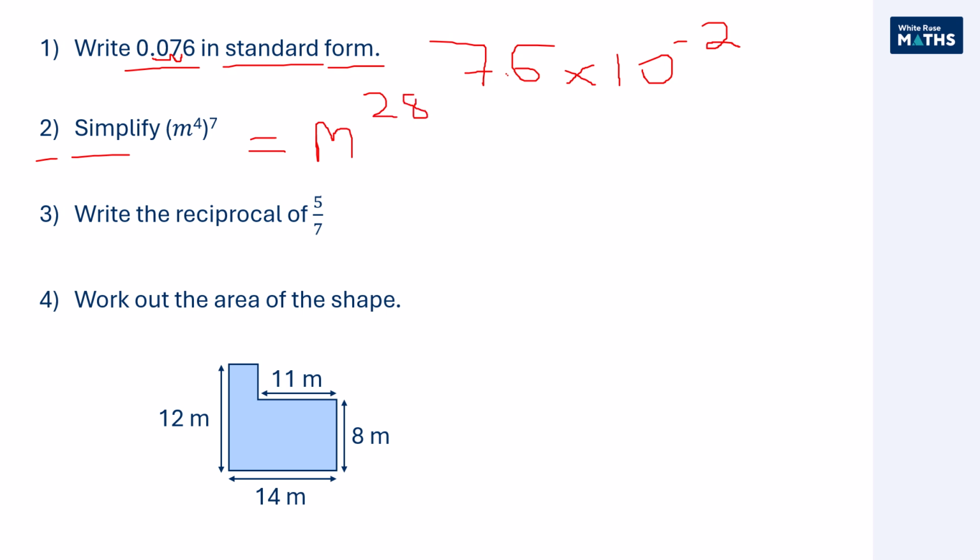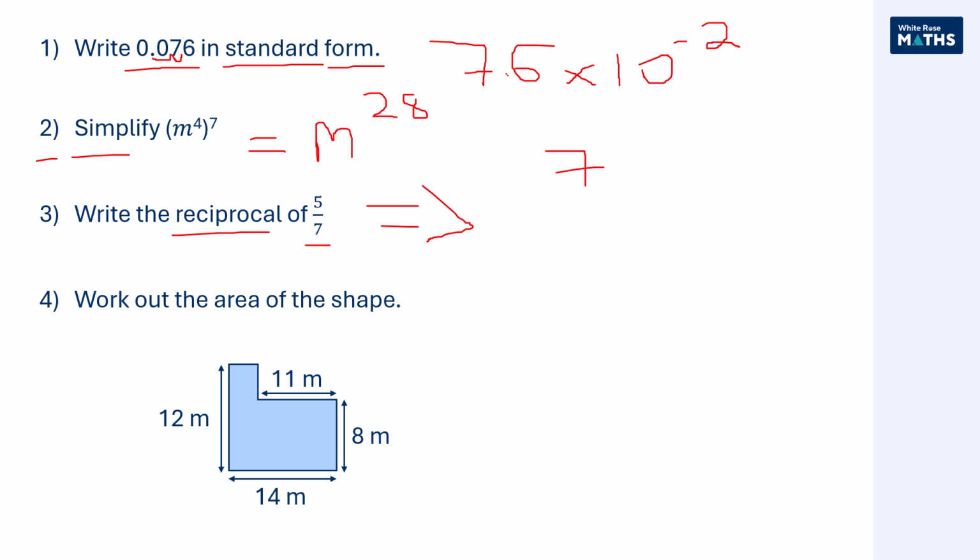Question number 3, write the reciprocal of 5/7. Reciprocal means 1 over. If it's a whole number, it means 1 over that number, or if it's a fraction, then I just flip it, so turn it upside down. That's going to go to 7/5.